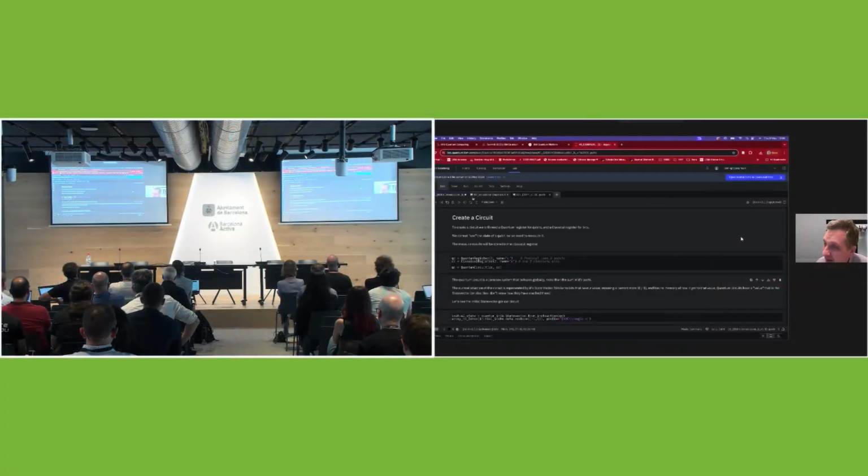Zoom in a little bit on the notebook. Yes, Control Plus.